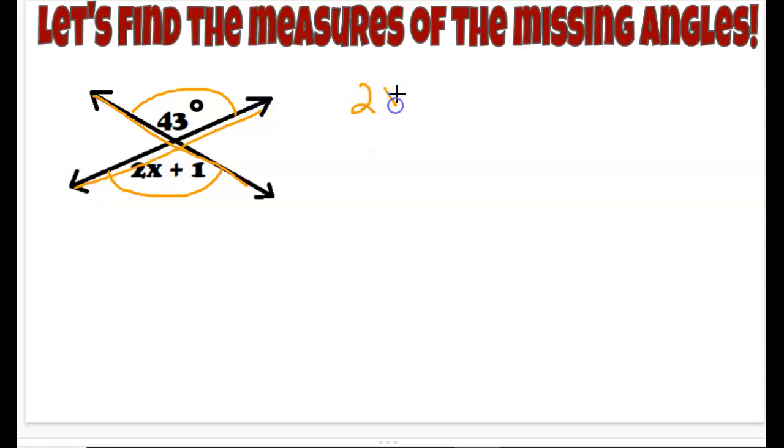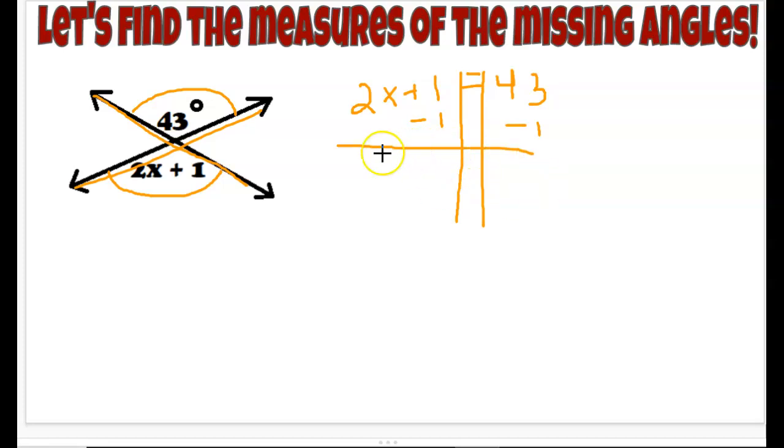That means 2x plus 1 equals 43. Because they're equal to each other, vertical angles are always equal. So now I just have a two-step equation that I'm going to solve just like we used to do. Remember, we always add and subtract first. So I'm going to subtract 1 here, and I'll subtract 1 from the other side. If you forgot how to do that, sometimes we drew a ladder just to see the two different sides.